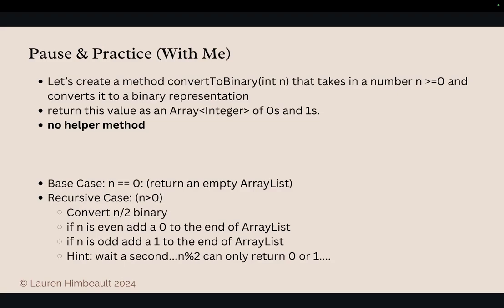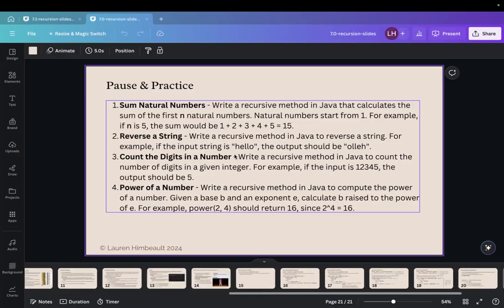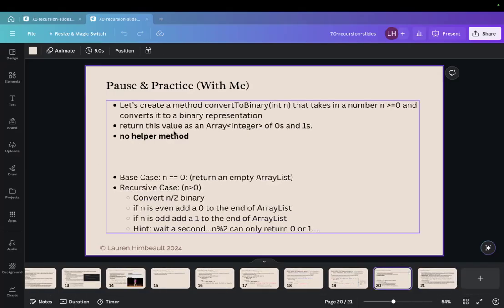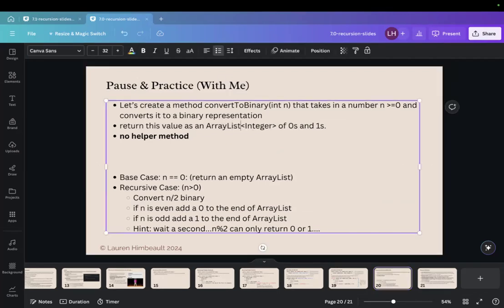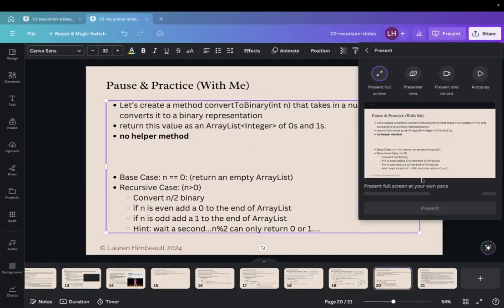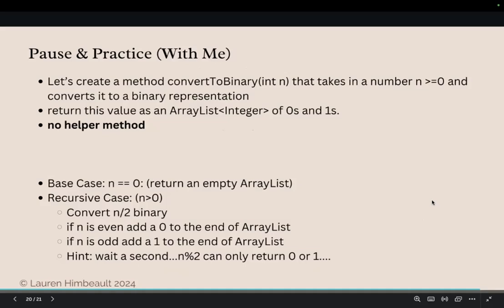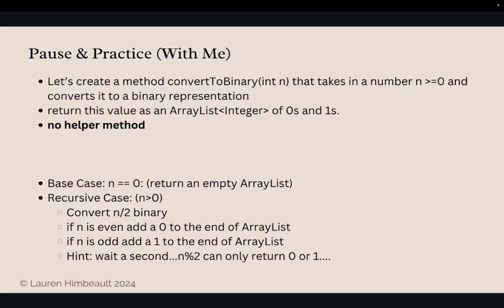I wrote array, but this should say array list, and I'll fix that right now before we keep going so that when I upload this later, it looks correct. Sorry about that. And now we're going to have an array list of integers of zeros and ones that will represent the number converted to binary. So let's consider our two different cases here. Our first case is our base case where n is equal to 0. And if n is equal to 0, meaning that the value that got passed in is 0, we can just return an empty array list, and that's totally fine.